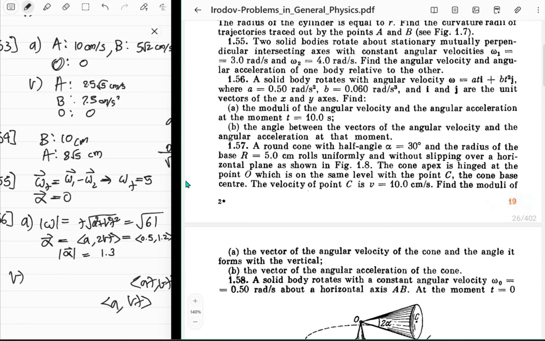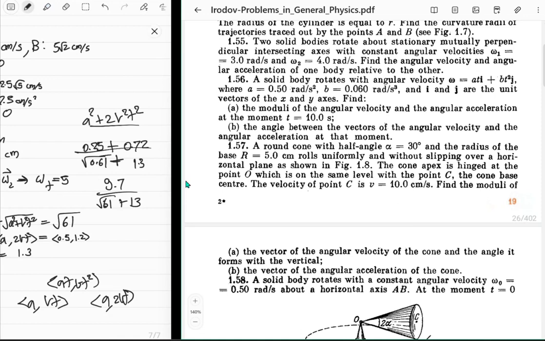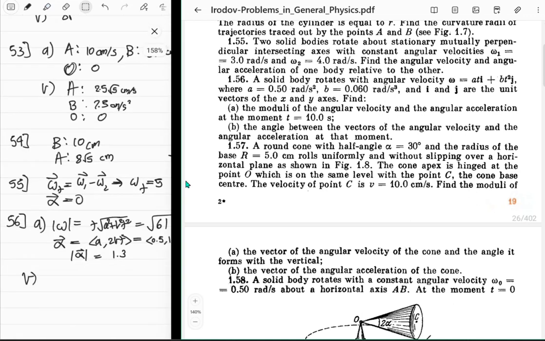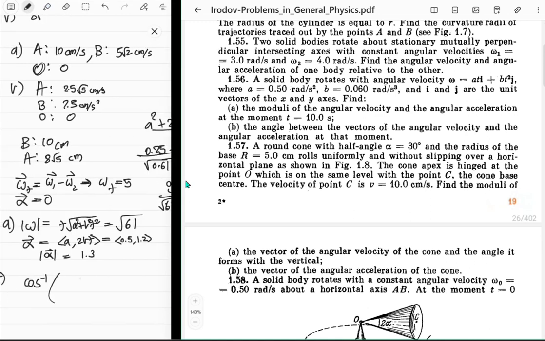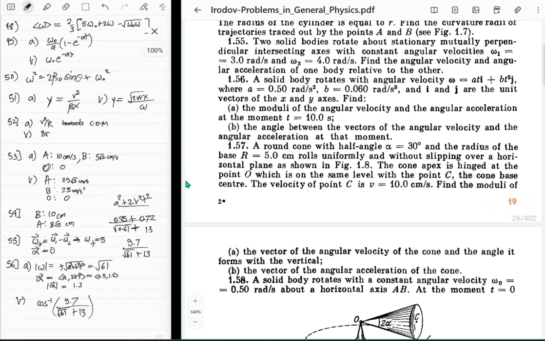Okay, now that's good. Looks good, I think so. So there we go. Yeah, that's it. You just have to leave it like that. So the angle will be cosine inverse of this quantity, 9.7 on square root of 61 plus 30. Okay, let's go to 57th now.